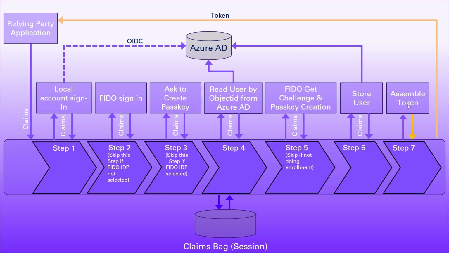And then the last thing that we do is we assemble the JWT token that has all the information about the user that's authenticated, and that gets sent back to our application, so our Nuxt application in our case.